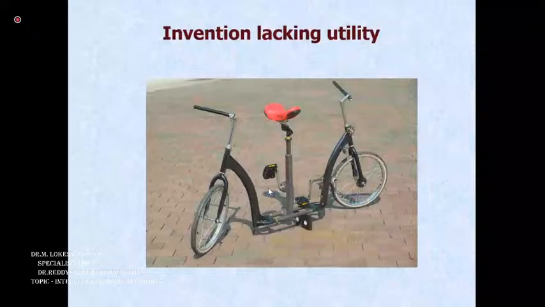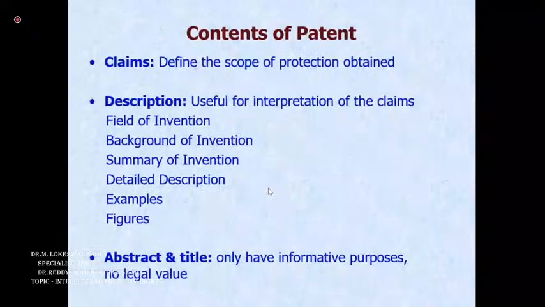Contents: what should be there in the patent? The main contents while drafting the patent: we should have all these contents in our patent application. The first one is claims, which define the scope of the protection obtained. Then the description, useful for the interpretation of the claims. In the description, we have to write the field of the invention, background of the invention, summary, detailed description, examples, and figures. The abstract and title only have informative purpose, which means no legal value. From all these, the main part of the patent is the claims, which define the scope of your protection.